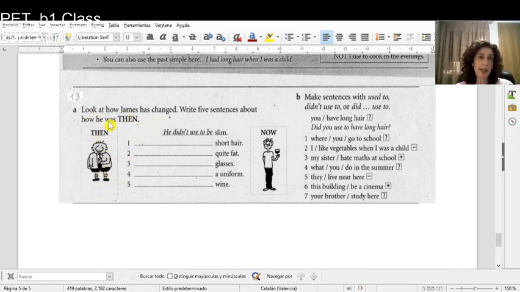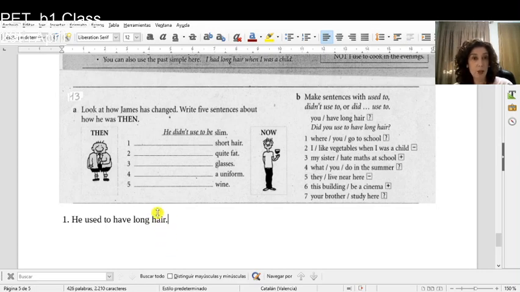He was a child here, and now, well, a great change. Write 5 sentences about how he was then. Then we have to focus on then. The reference is then. Number 1. About short hair. Here, he used to have long hair. He used to have long hair.